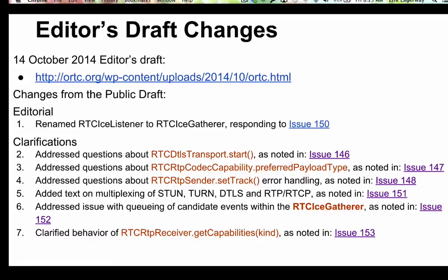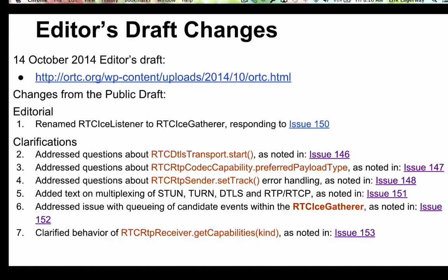So there's an editor's draft, which was published on the 14th of October, which is the latest one. Here's a summary of the changes from the public draft. The biggest change was that the object formerly known as the RTC IceListener has been renamed to the RTC IceGatherer, which was issue 150. We'll talk a little bit more about what the IceGatherer does. And then there were a bunch of clarifications. We had a question about what happens if you call DTLS transport.start more than once, and so we clarified that. We had some questions about the preferred payload type and how that worked within codec capability, and so we added a sentence or two about that.